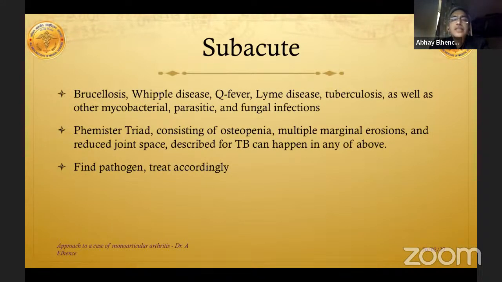When we come to subacute infections such as brucellosis, Whipple's, Q fever, Lyme's disease, tuberculosis, as well as other infections, parasitic, fungal and mycobacterial, there is a Phemister triad which needs to be identified, which consists of osteopenia, multiple marginal erosions, and a reduced joint space, which could happen in the subacute disorders. As well, in India, tuberculosis can mimic just about any presentation of any disorder. But the important thing is to identify the pathogen and to treat the etiology accordingly.